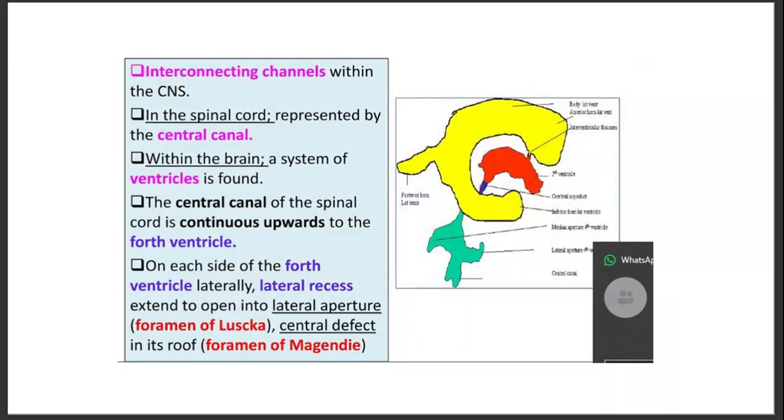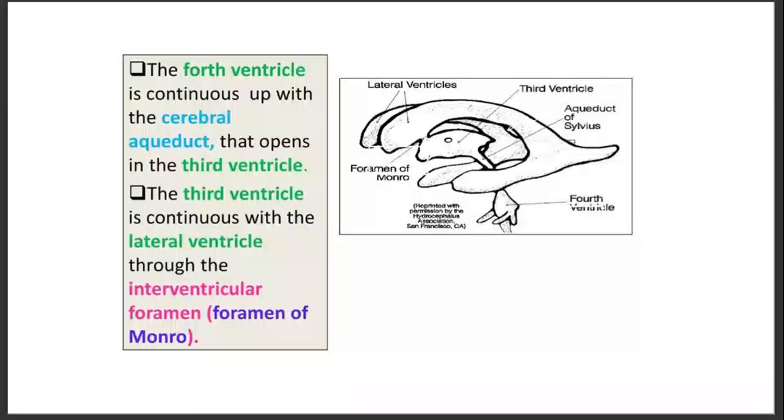and on each side of the fourth ventricle you have the lateral recess, which extends to open into the lateral aperture. So on the sides of the fourth ventricle, you have openings. You have the foramen of Luschka. You have two of these on the sides, and then you have one opening in the middle. We call it the foramen of Magendie. So the foramen of Magendie is just one, while the foramina of Luschka are two.